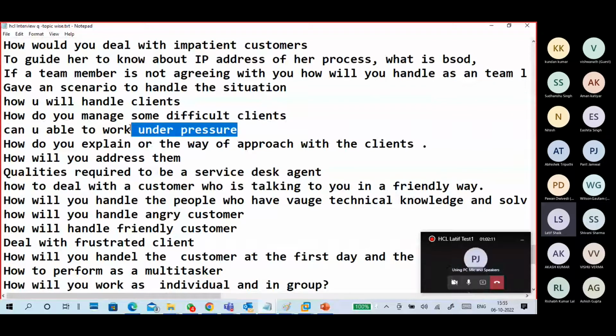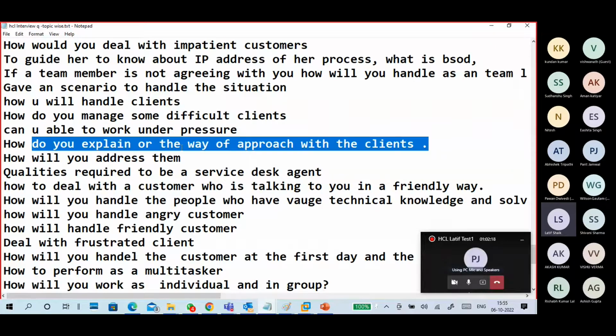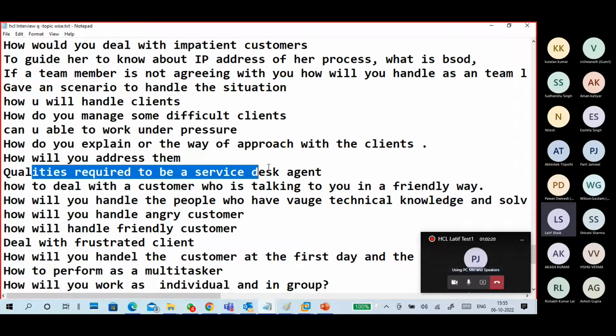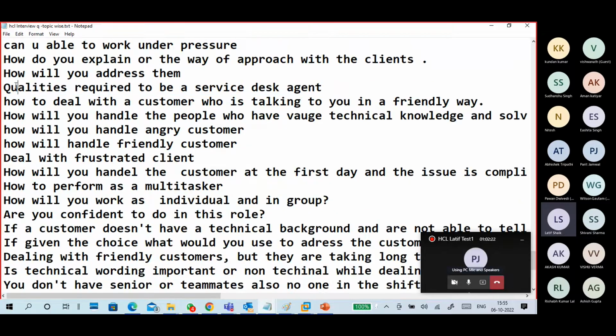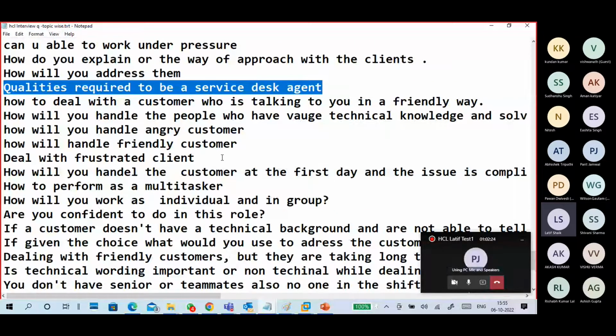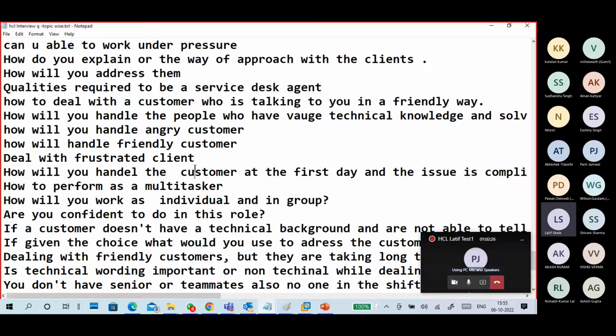Do you work under pressure? How do you explain or approach the client? How will you address them? What qualities are required to be a service desk agent? Search on Google what a service desk agent is and that kind of stuff.